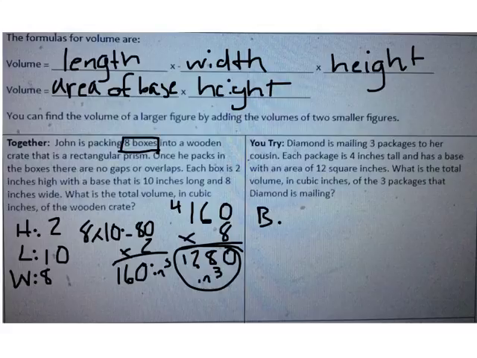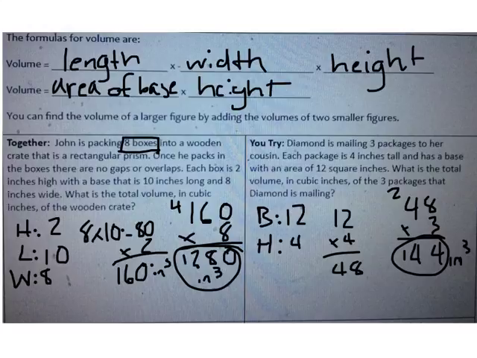So you know the base area is 12, you know the height of each package is 4, and you know there are 3 packages. Find the volume of each package and multiply by 3. Go ahead and do that now. The correct answer is 144 inches cubed.